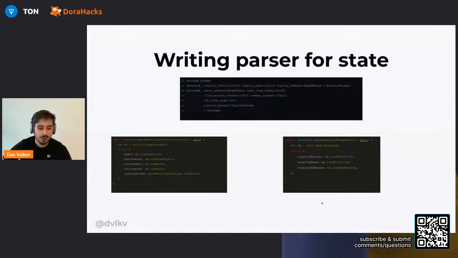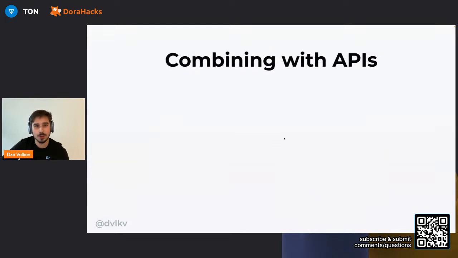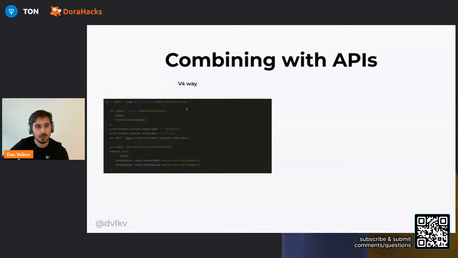Also, I recommend not passing slices as function arguments, because slices are mutable, but cells are not. So everywhere where you can pass a cell, pass a cell. And now we need to combine it with a provider. So in the previous way, we get an account, check that the account is active, and after that parse the data cell, passing it to our function.